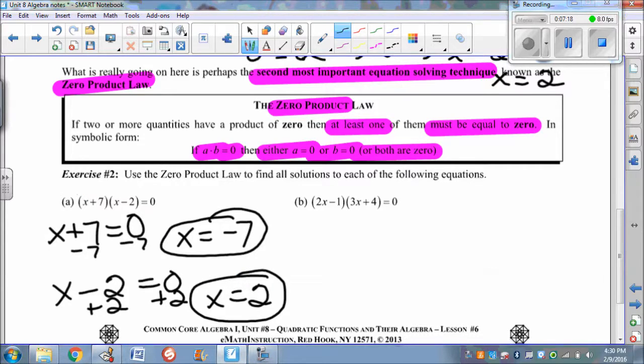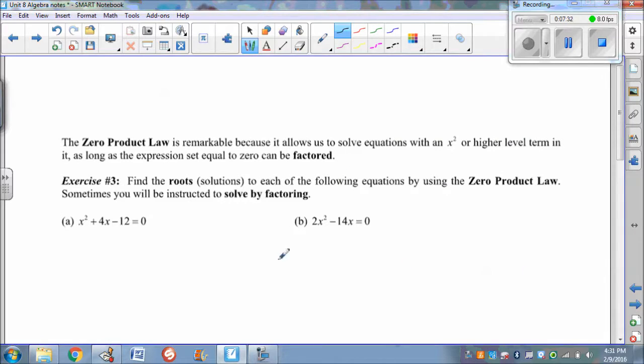So if you took this, graphed it, and you looked at the parabola, you would see that across the x-axis it's negative 7 and positive 2. I'm going to have you try B. Okay. All right. Flip it over to the next page.